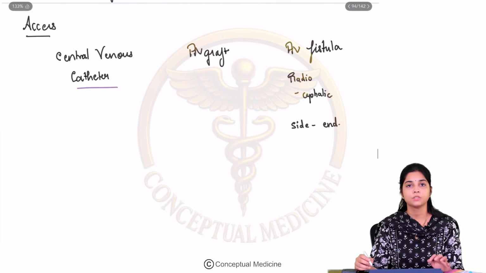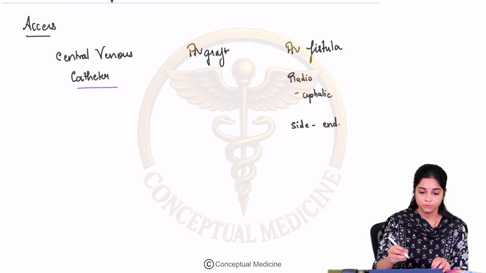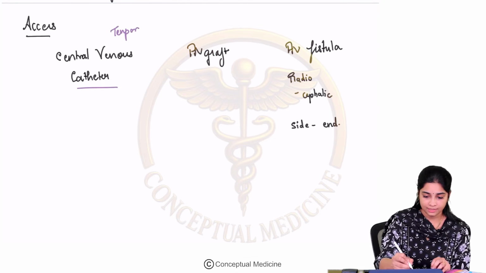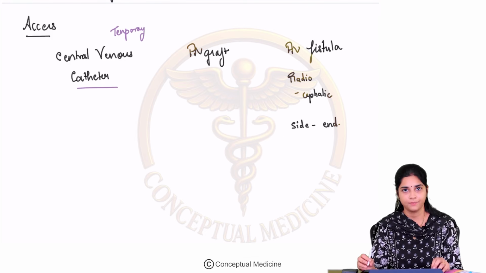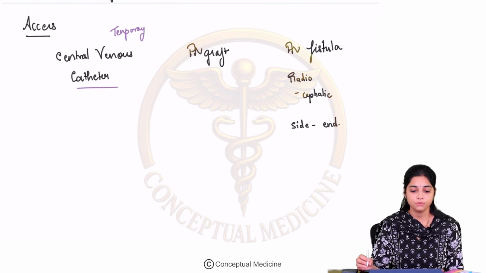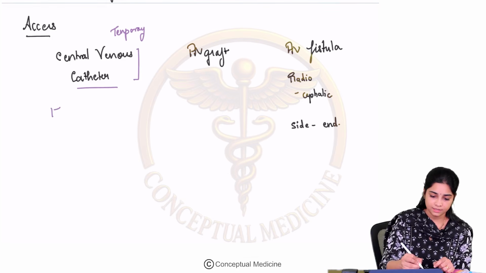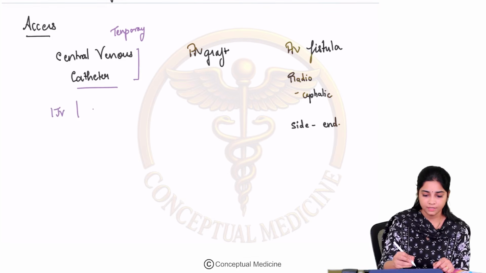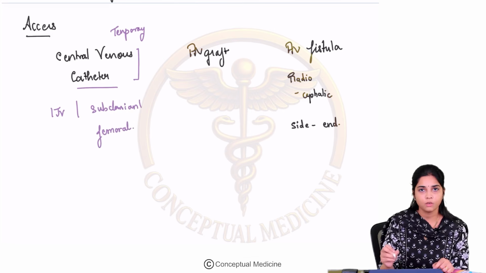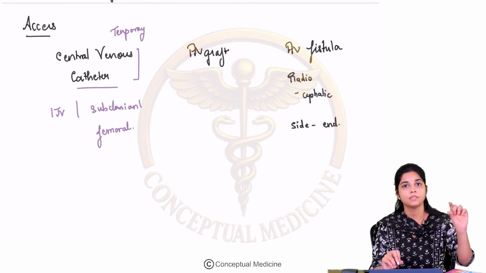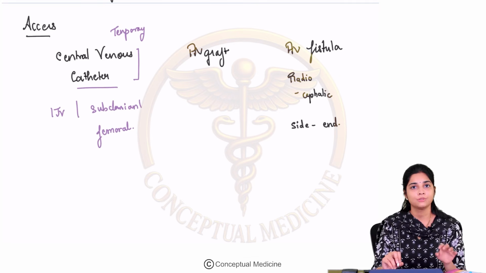Let us understand about the first portion, which is the access. So the access can be of two types. It can be a temporary access or a permanent access. The temporary access that we use for dialysis is your central venous catheter. This central venous catheter can be in your internal jugular vein, or it can be in your subclavian vein, or it can be in your femoral vein. Okay. So basically you have a dialysis catheter which is inserted into your IJV or your subclavian or your femoral.